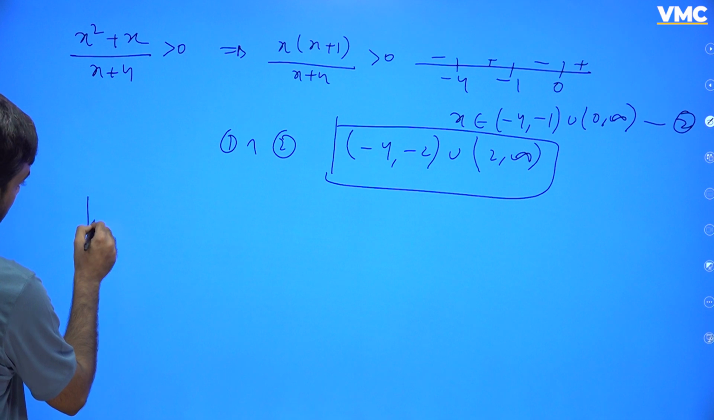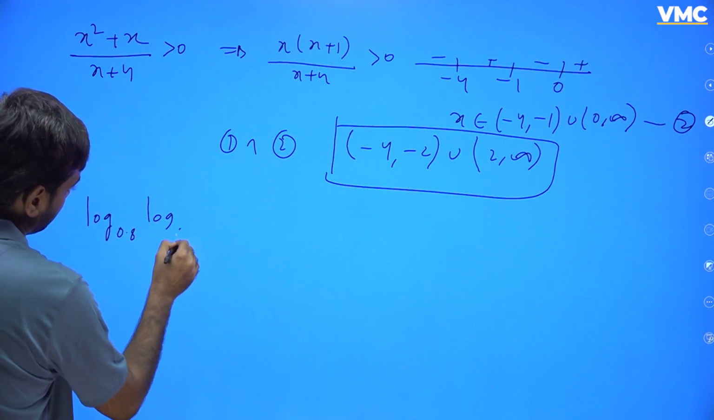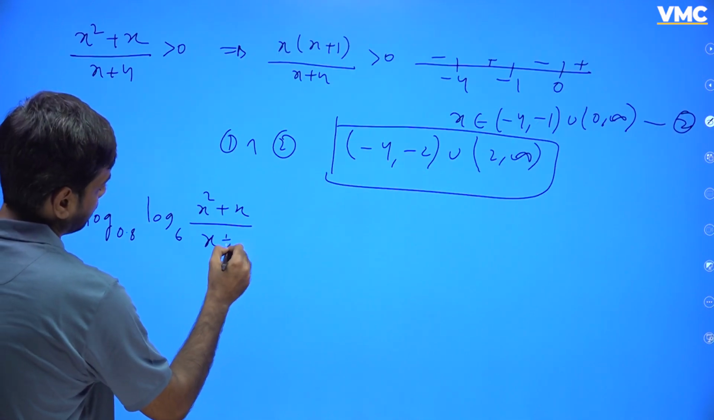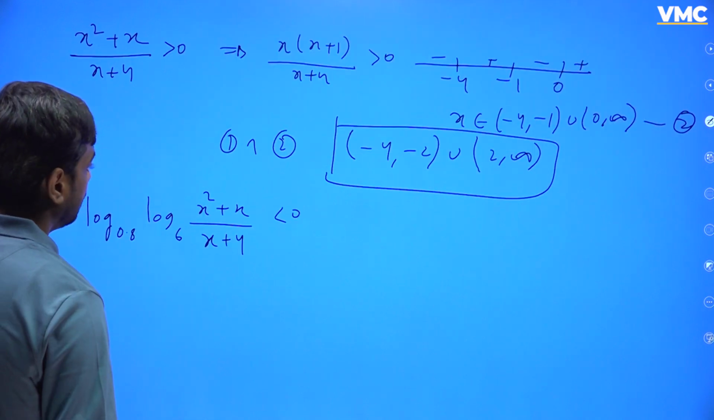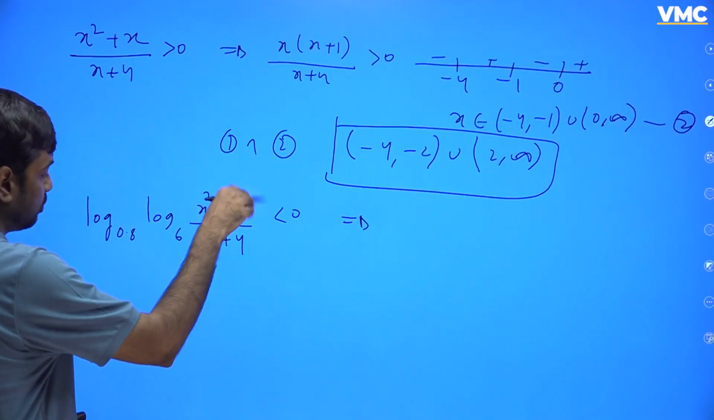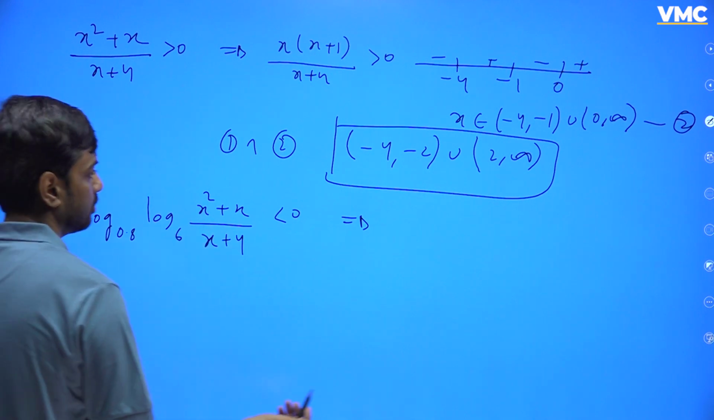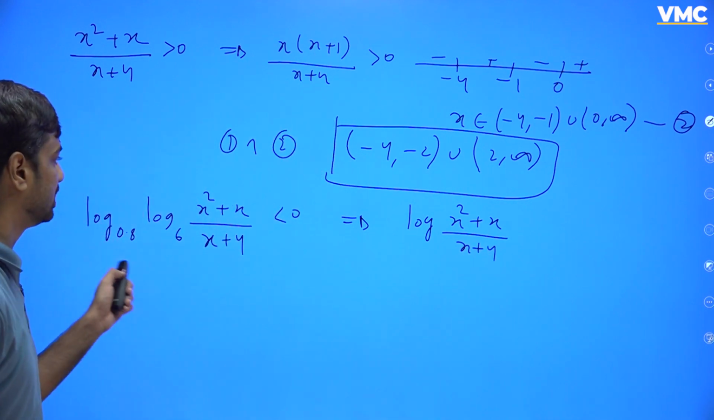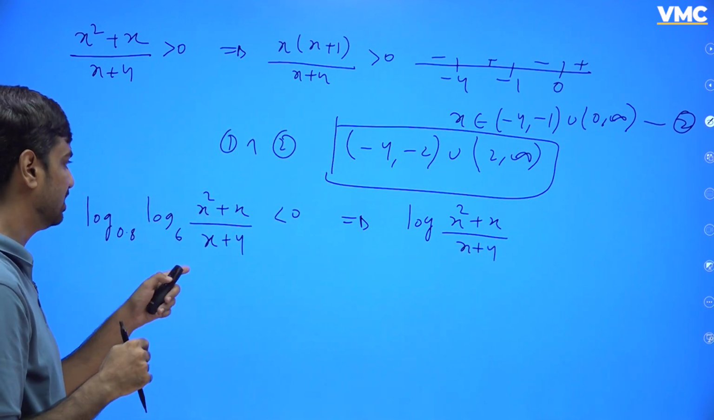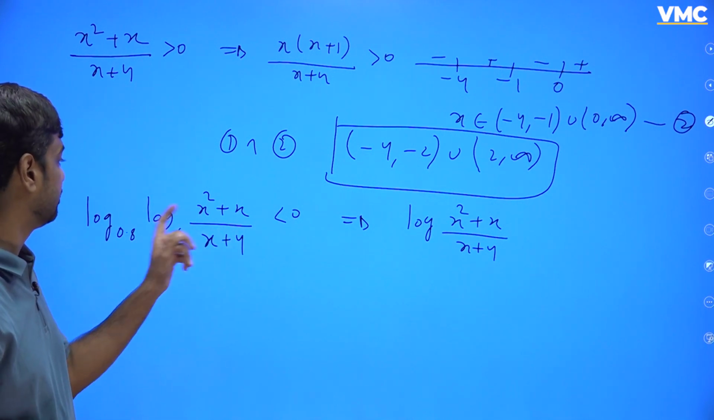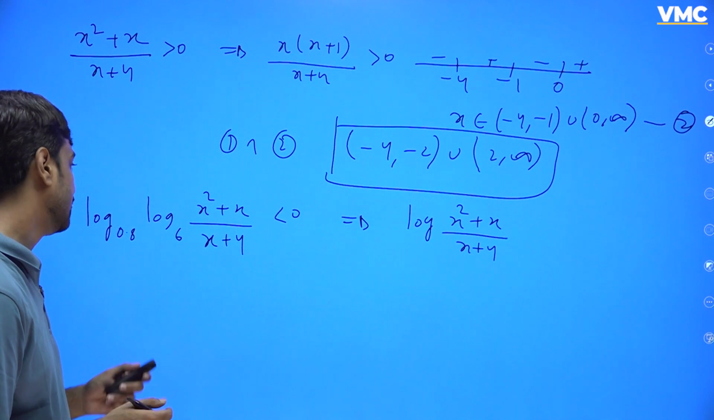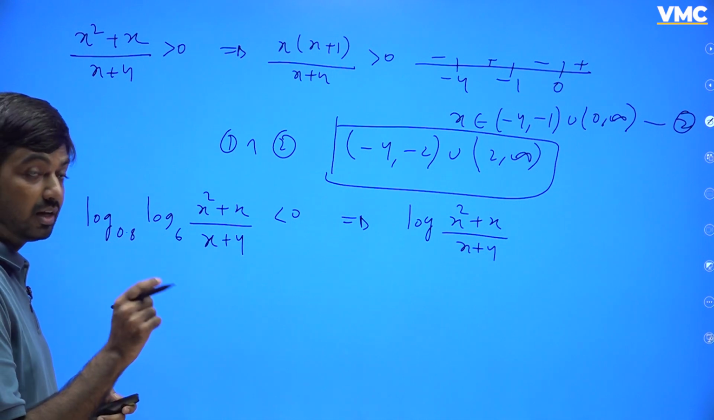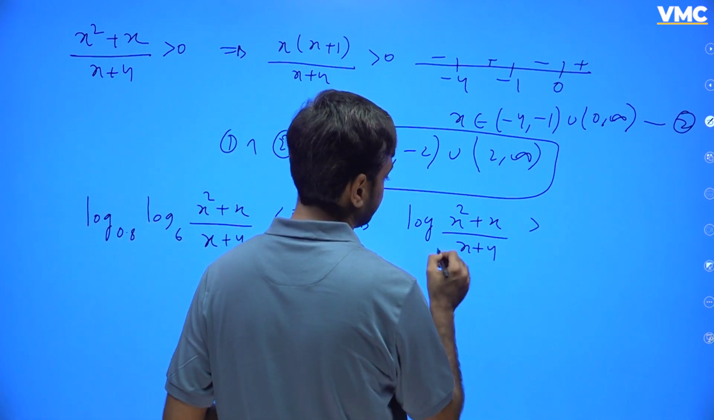log of 0.8, log of 6, x square plus x upon x plus 4 less than 0. This is the inequality, right? Now for the outside log, this whole expression will be the argument. If I want the left hand side to be less than 0, then the argument of the outside log must be greater than 1. We have to change the sign of inequality because the base of the outside log lies between 0 and 1. So it will be greater than 1.